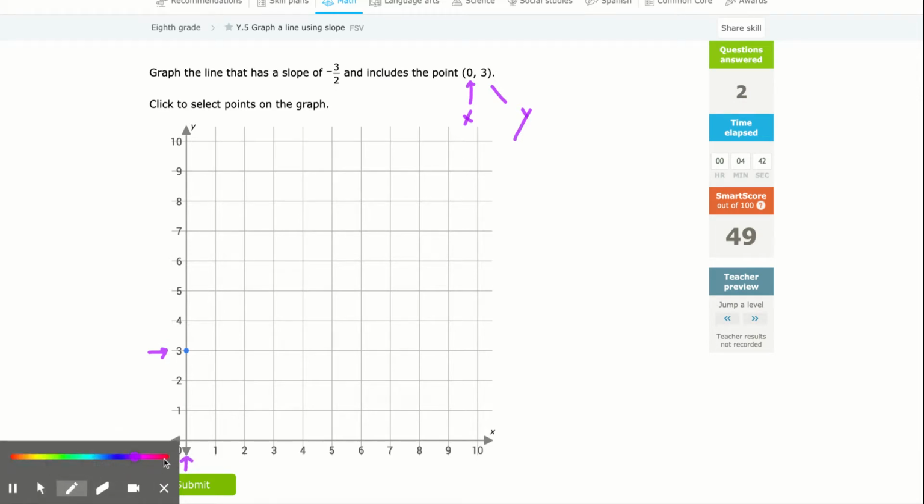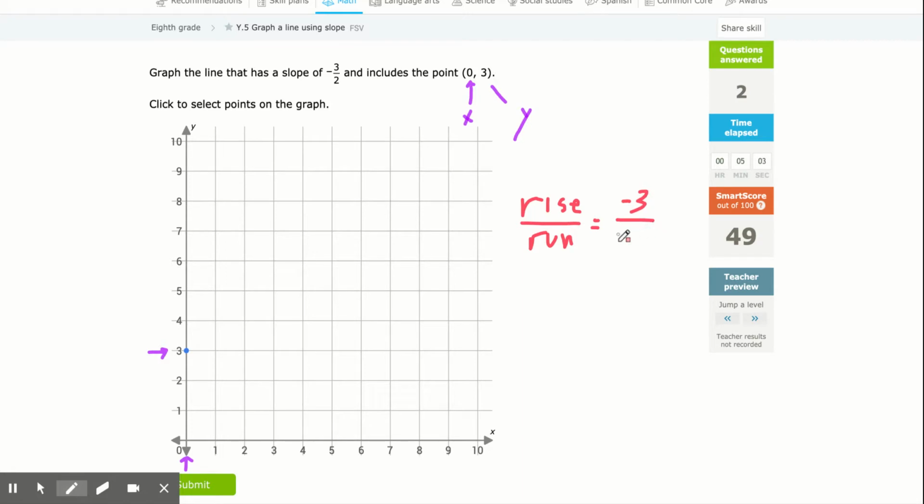Now from there, I'm going to follow my slope. Now my slope is negative. So again, I'm going to do rise over run. The thing I need to make sure I realize is that I need to only make one of the two numbers negative. So in other words, since it's a negative 3/2, I could make it a negative 3 over a positive 2, or I could make it a positive 3 over a negative 2. Either one is a slope of negative 3/2. Just do not make them both negative. Now, if I choose to use this top one here, a negative 3 means I'm going to go down 3.